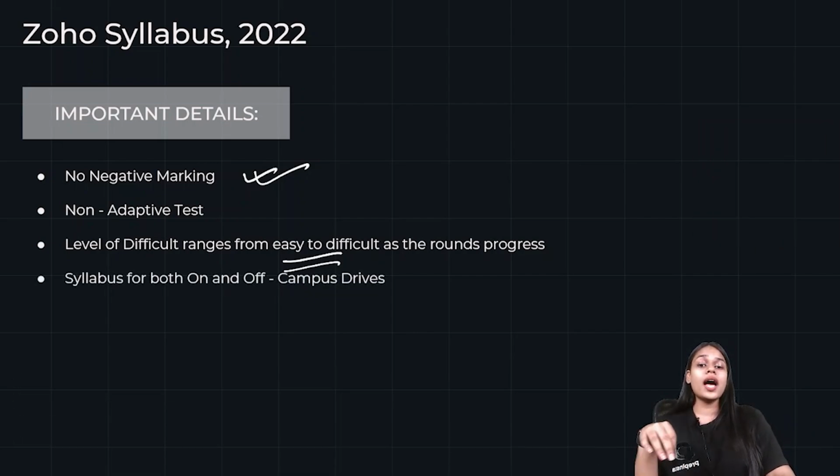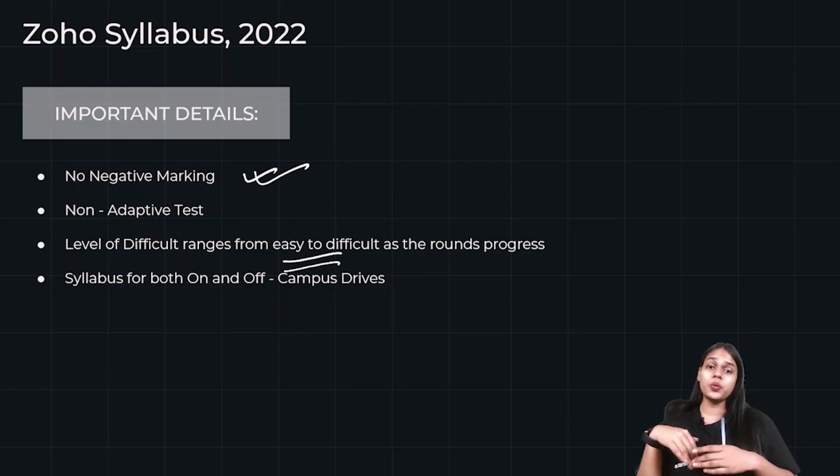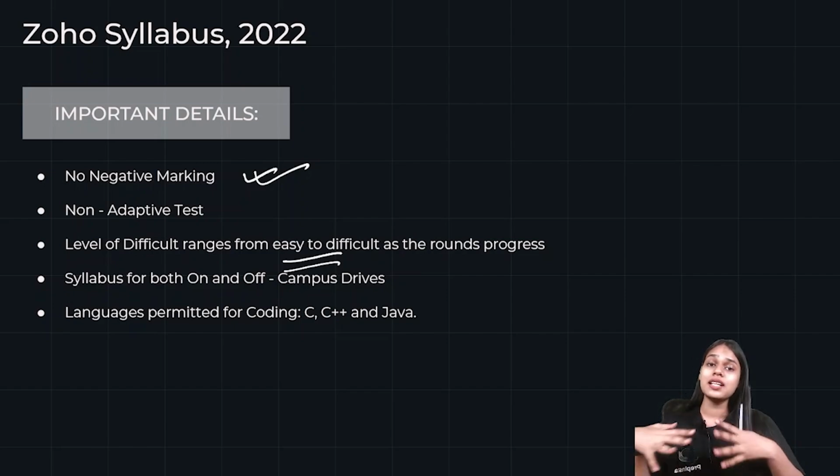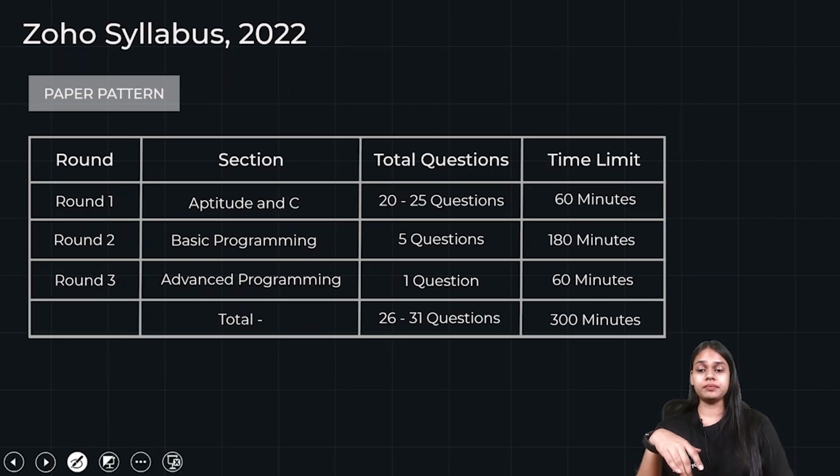Syllabus for both on and off campus drives. The syllabus that we are going to discuss after this is for both on and off campus drives of Zoho. Languages permitted for coding are C, C++, and Java. So this time you don't have Python. You have to code in C, C++, or Java. If you don't have knowledge of any of these languages, make sure that you practice them before you sit for the Zoho exam. So we are done with the important details.